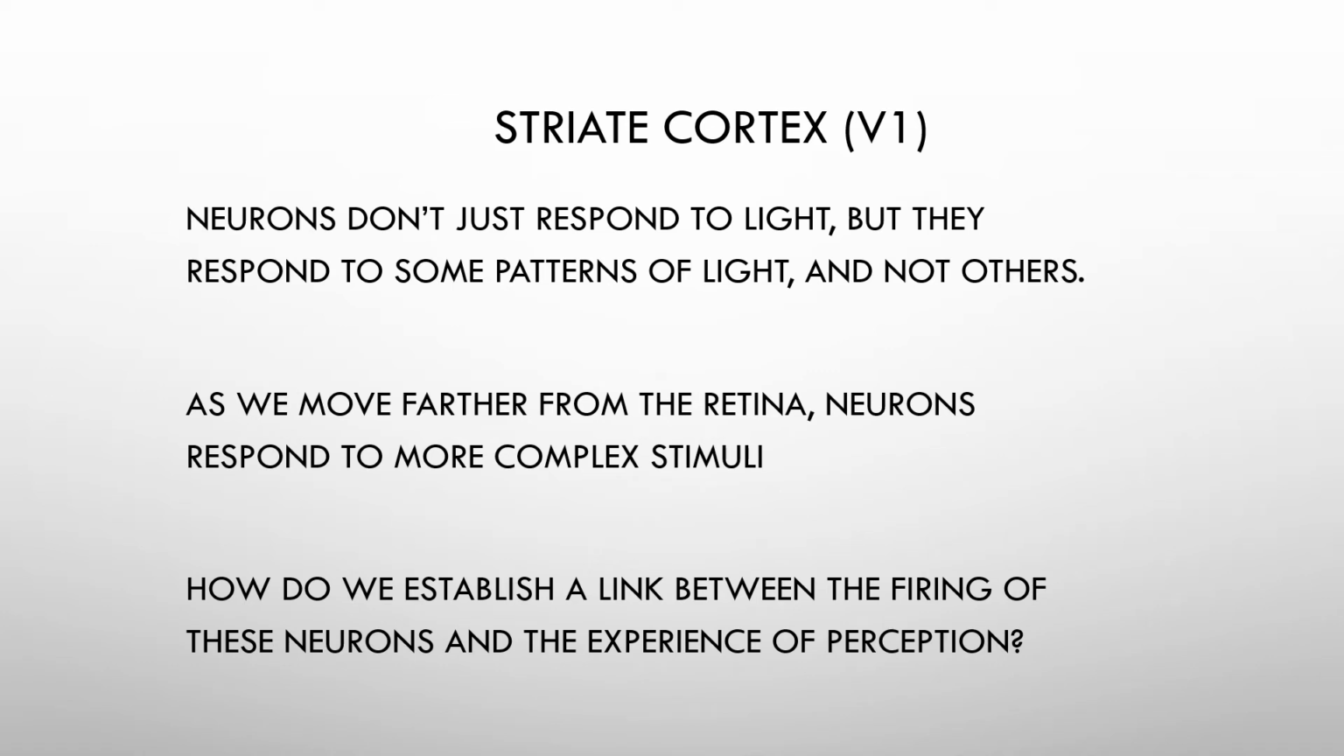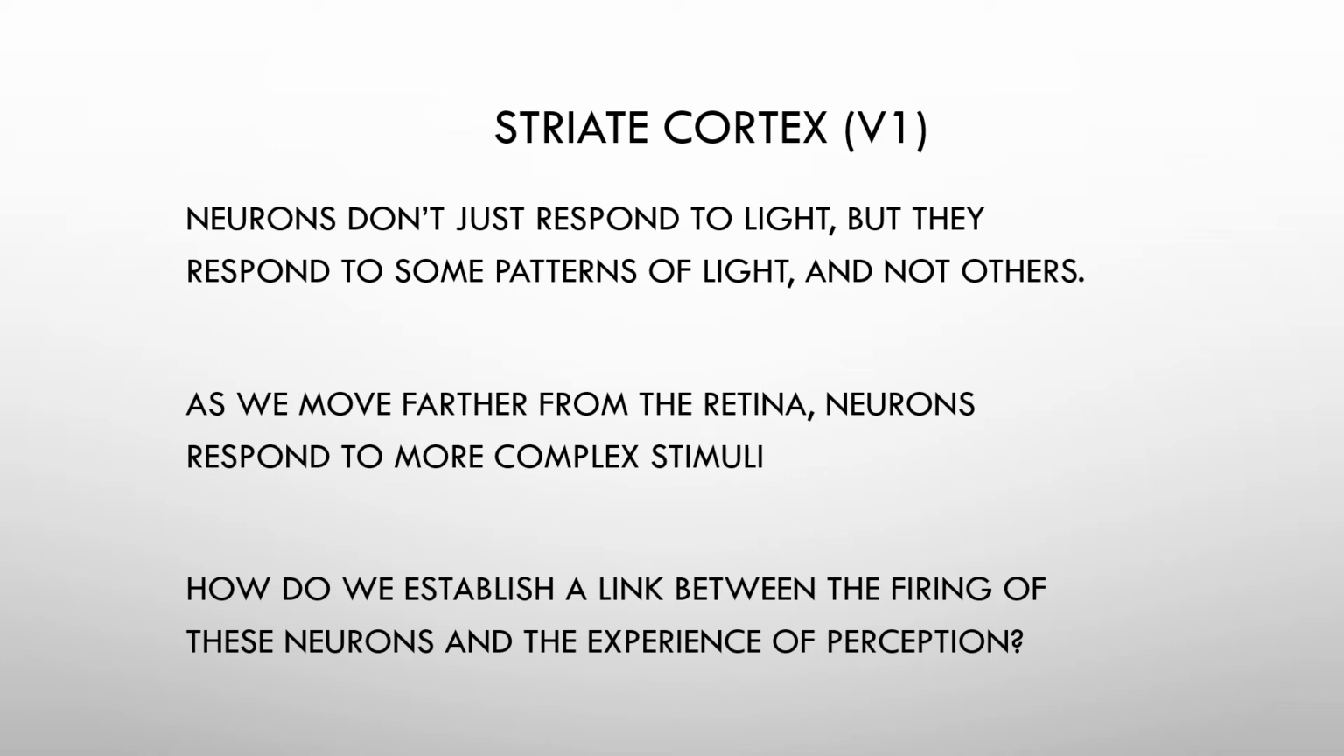So as we've seen along the way, neurons are not just responding to light and not to absolute levels of light, but they respond to some patterns of light and not to others. As we move farther from the retina, those neurons are going to respond to more and more complex stimuli. We've already gone from center surround, just those little dots, to lines of different orientation, moving in different directions. But we want to put that together. Those are still features, right? And we want to put them together into us being able to see people's faces and the desks and the chairs and the couch and everything in the room.